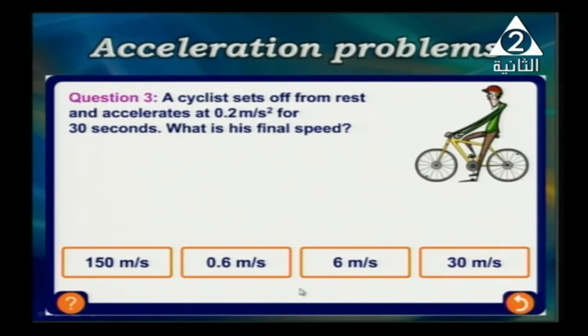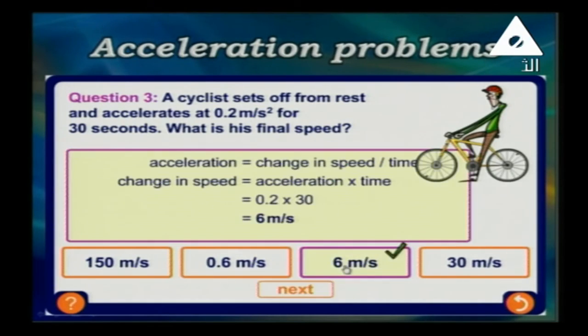Next. Question number 3. A cyclist sets off from rest and accelerates at 0.2 meter per second squared for 30 seconds. What is the final speed? 6 meter per second? Yes, it's right. Because the change of speed over time is acceleration, so the change in speed equals acceleration times time: 0.2 times 30 seconds, so it is 6 meter per second.